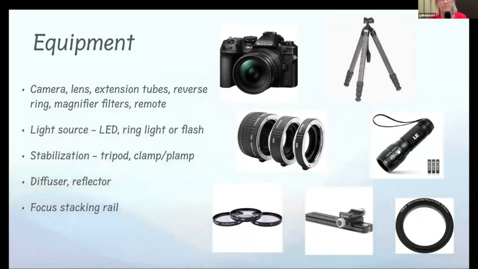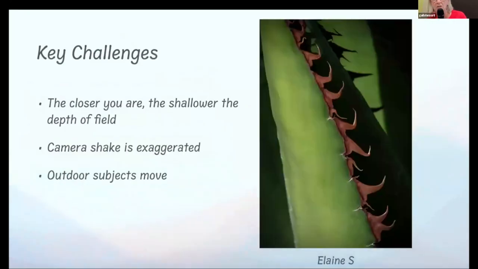That's for focus stacking. Okay, again, one of the key challenges to close-up photography is the movement. The camera shake is exaggerated, and also the closer you are to the subject, the shallower the depth of field. So you really have to think about that when you're closing in on this bumblebee, that you really have a shallow depth of field if you're very close. Also, another challenge is that a lot of times you're doing close-up photography outdoors and things are moving. It's either the wind blowing your flower around or the bumblebee is flying. So you have to deal with the movement also.